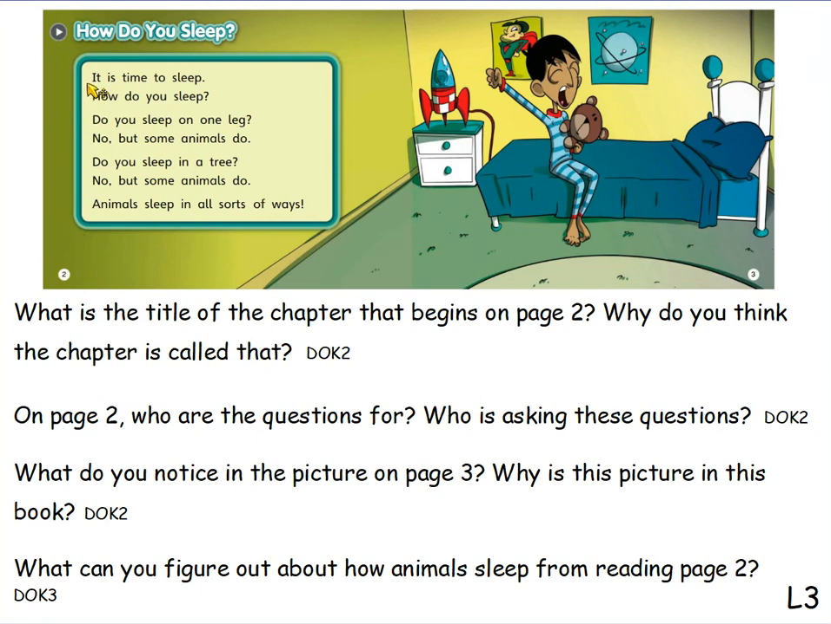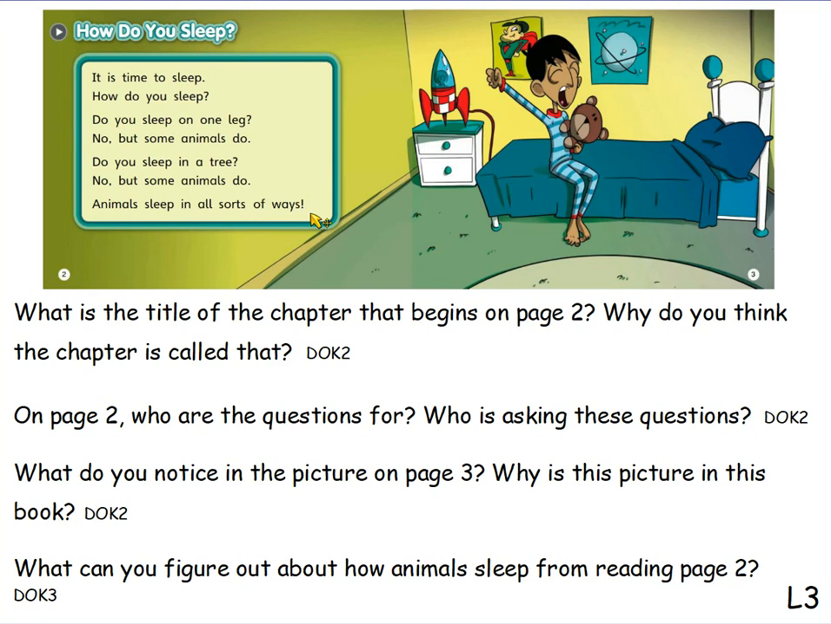And it says, it is time to sleep. How do you sleep? Do you sleep on one leg? No, but some animals do. Do you sleep in a tree? No, but some animals do. Animals sleep in all sorts of ways.